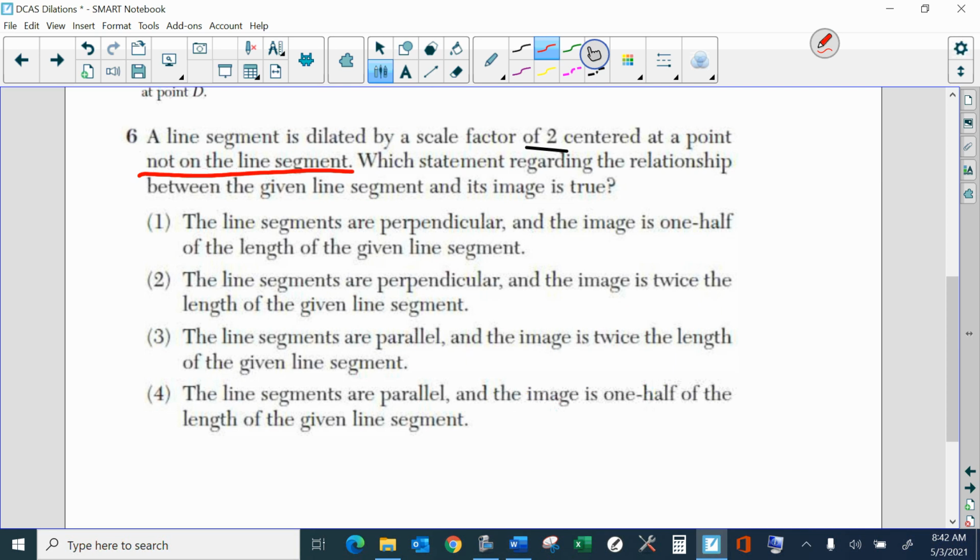It's going to be parallel and same slope. Line segments are perpendicular. No, they're parallel. Line segments are parallel, and the image is twice the length. Yes, it is. Since it's not on the line segment, boom, it's going to be twice. Even if it was, it's going to be twice. Okay, so 3 is my answer.